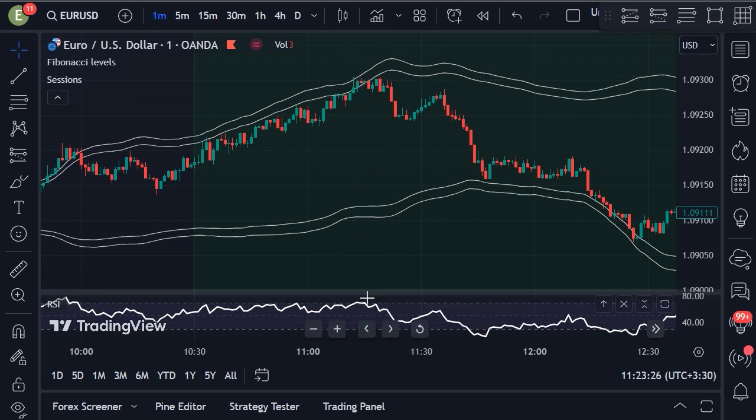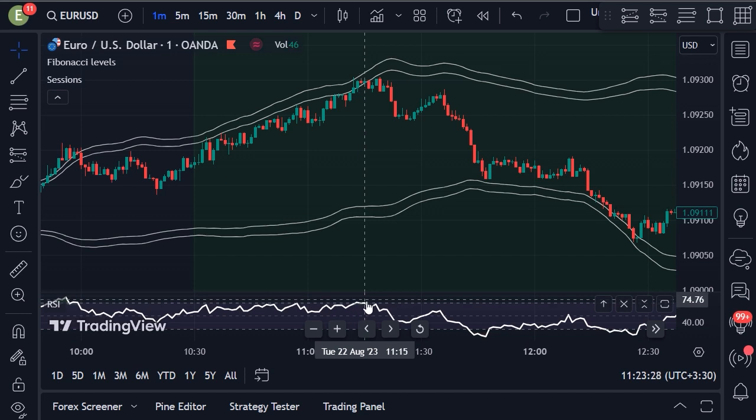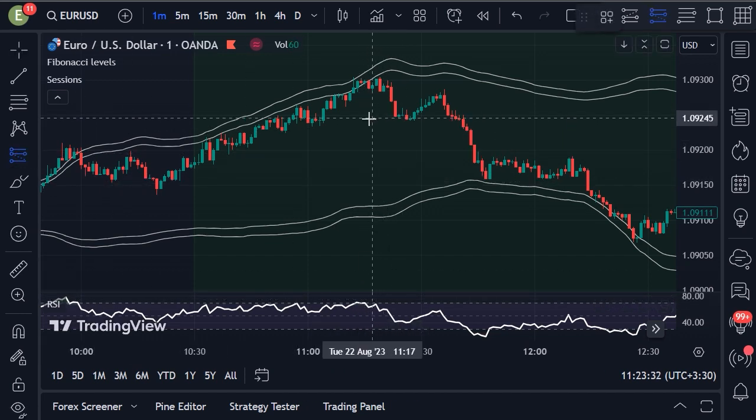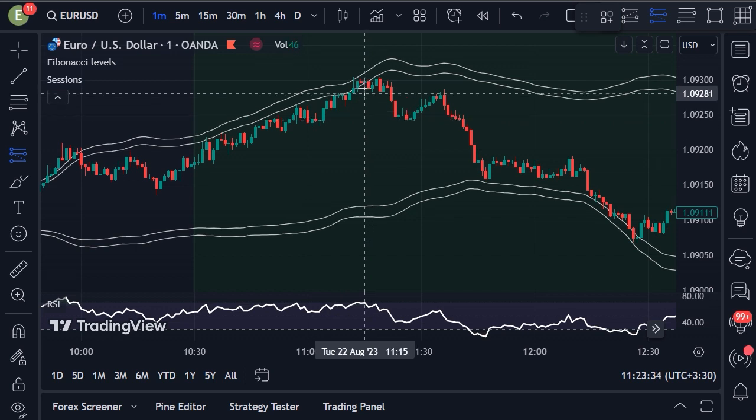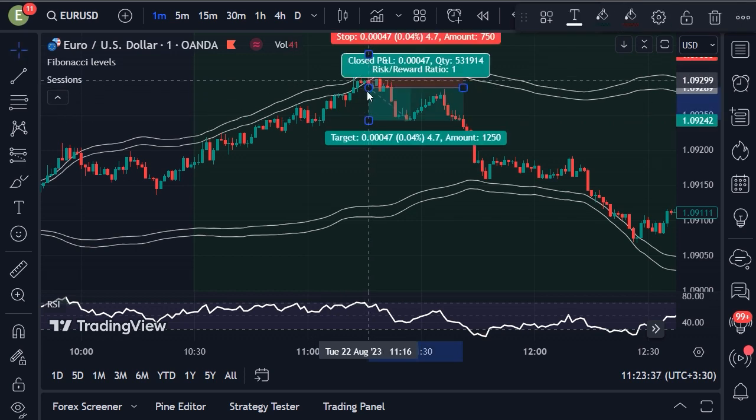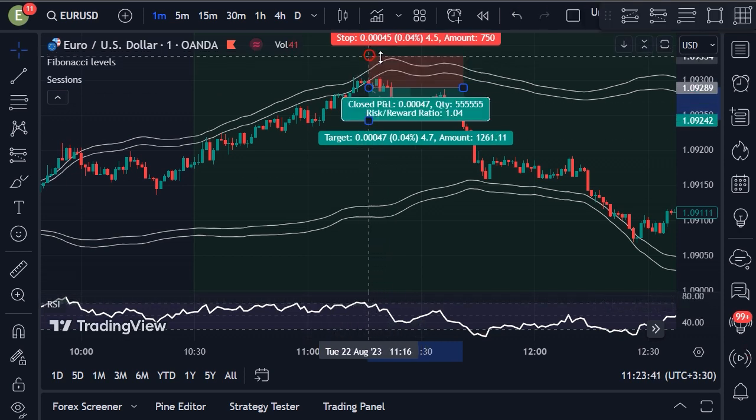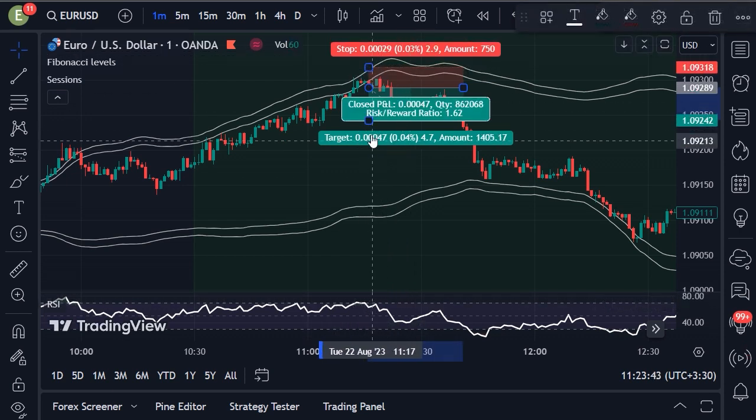The third condition is that the RSI must be in an overbought or oversold state based on the price conditions at the time of contact. In this case, we can enter a position. Consider a risk to reward ratio of 2 for this strategy.